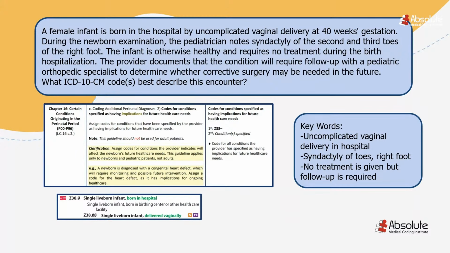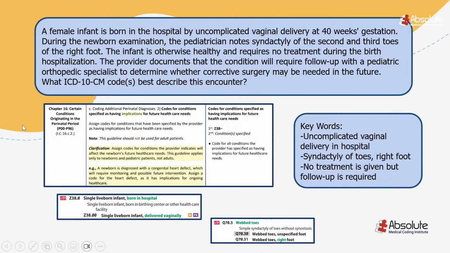And then we go back to our guideline and we see that our second suggestion is going to be conditions specified. And so that condition is going to be the syndactyly of the toes. So we are going to go back into our ICD-10-CM manual, and we are going to find our second code, which is going to be the syndactyly, which is going to be under web toes. And if you go to web toes, the inclusion term right here is going to be simple syndactyly of toes without synostosis.